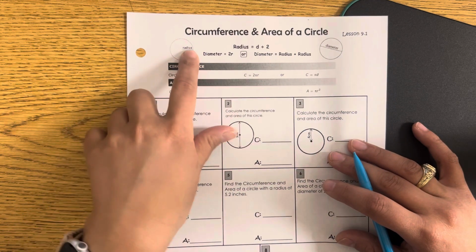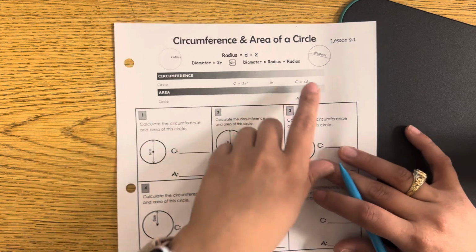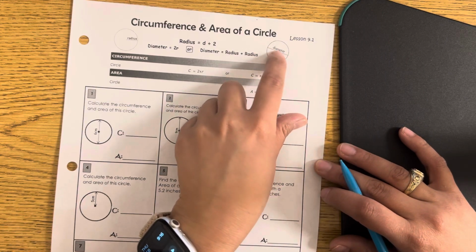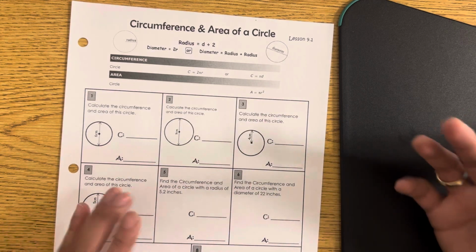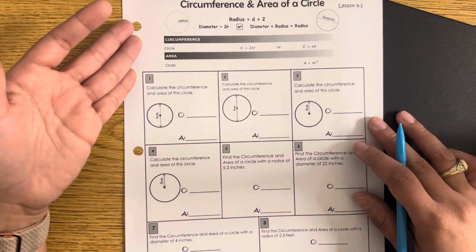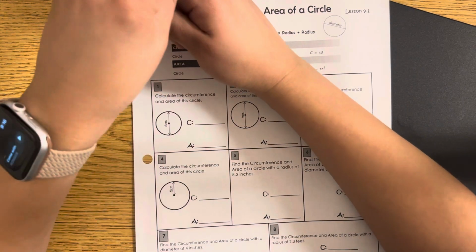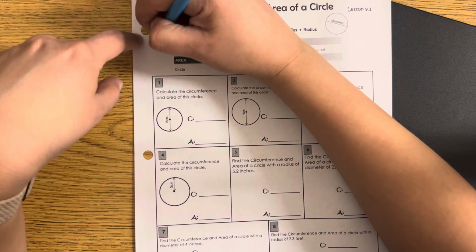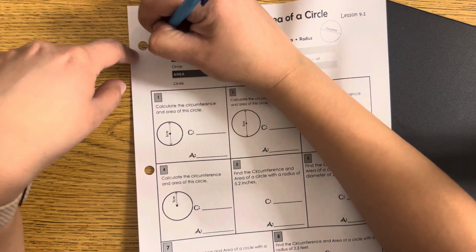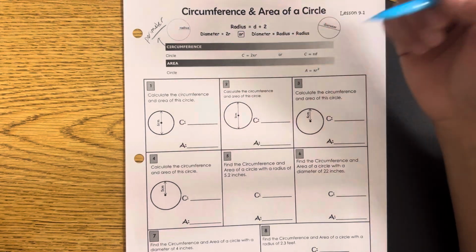So the radius is the distance from the edge of the circle to the center versus the diameter is the distance all the way across the circle. Now in 7th grade, I know that you did cover how to find what's called the circumference and the area. Circumference is a fancy way of saying the perimeter, but the reason why we don't use the word perimeter when it comes to circles is because a circle doesn't have sides that you can add. So we have what's called the circumference.